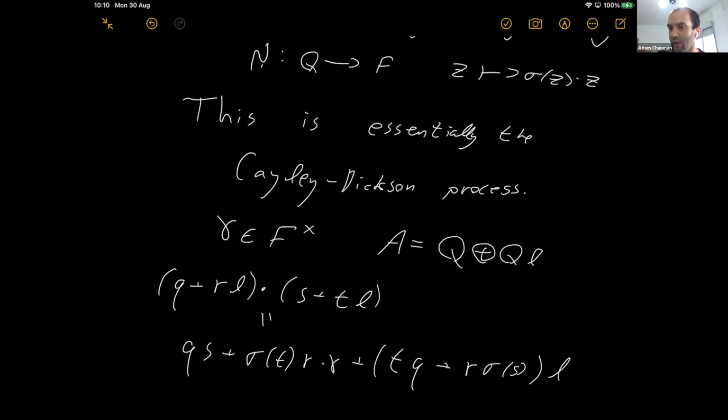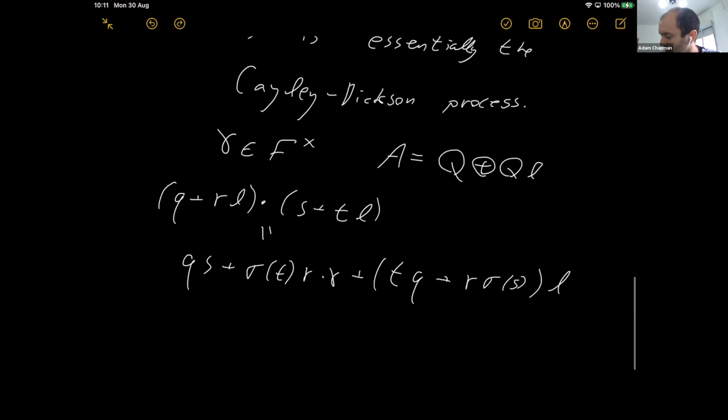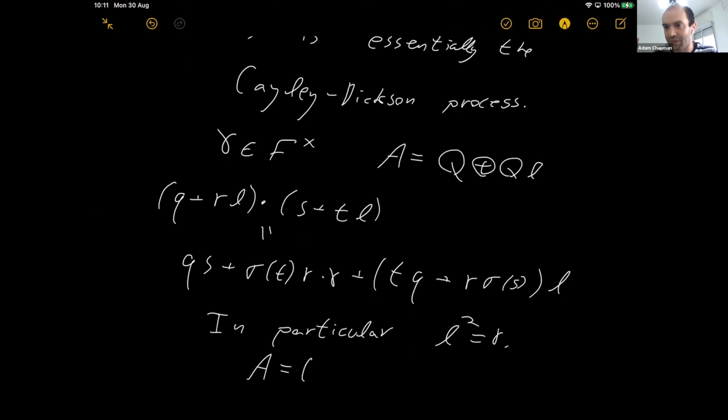That's just there. The previous algebras were commutative, so it doesn't really matter whether you write things in this order or not. But here Q is not commutative anymore, so when you construct the following algebra, the Octonion algebra, you need to be careful about these things. So in particular, L squared is gamma. And this algebra is denoted by this extended idea of a symbol algebra, alpha, beta, gamma over F.